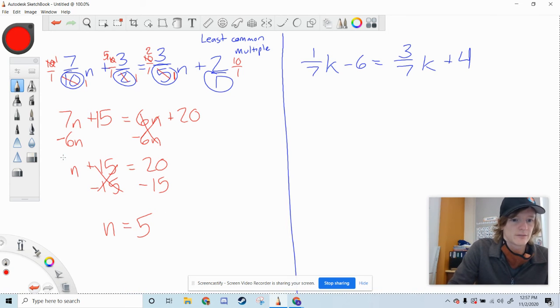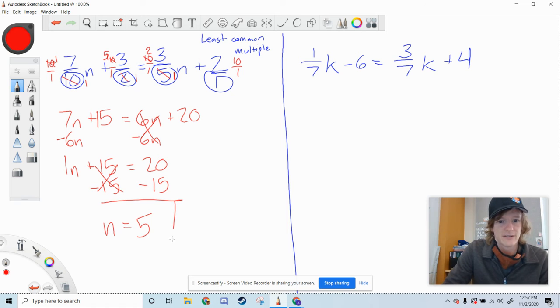Normally we would have another number right here that we'd need to divide by. But we don't have that number in this case because it's just a 1. So 1n is equal to 5. And that's our answer for the first example.